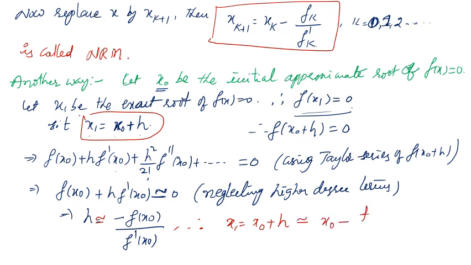What is the h value? h equals minus f of x0 by f dash x0. Therefore, what is the x1 formula? x1 equals x0 minus f0 by f dash naught. This is the first approximate root. In this expression, if I put k equal to 0, what will you get? x1 equal to x0 minus f0 by f dash x0. Right? This is the first approximate root.